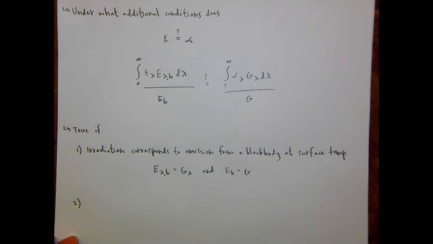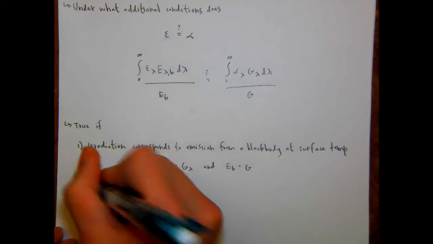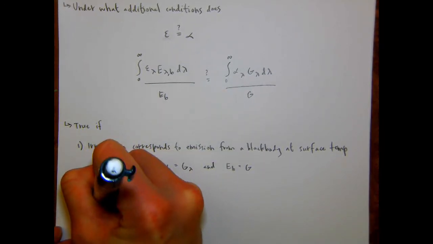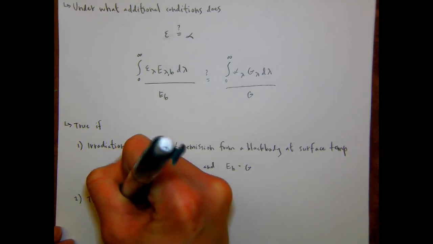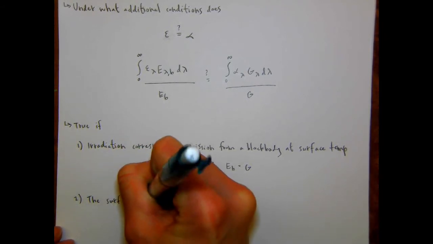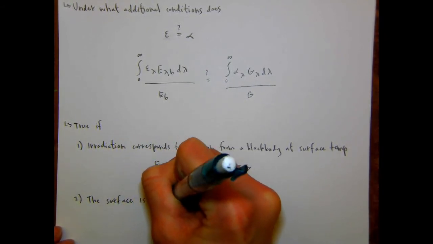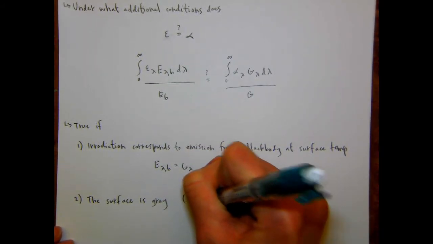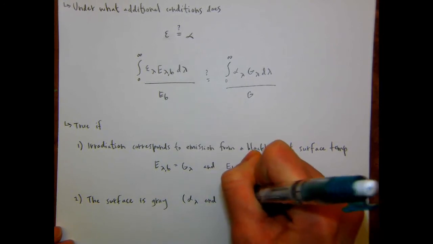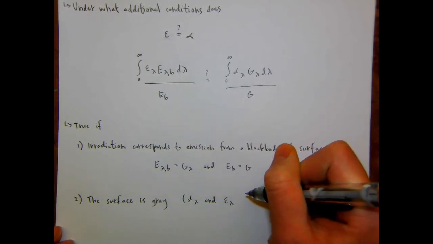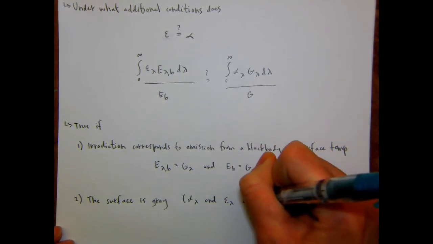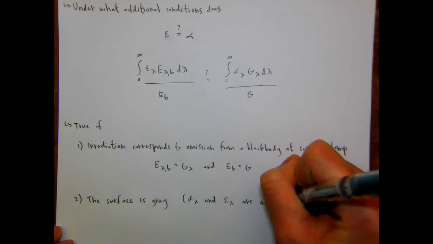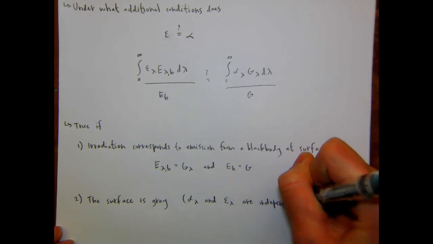So the second condition that would make this true, if we say the surface is gray, and that means that the spectral emissivities and absorptivities are independent of the wavelength.